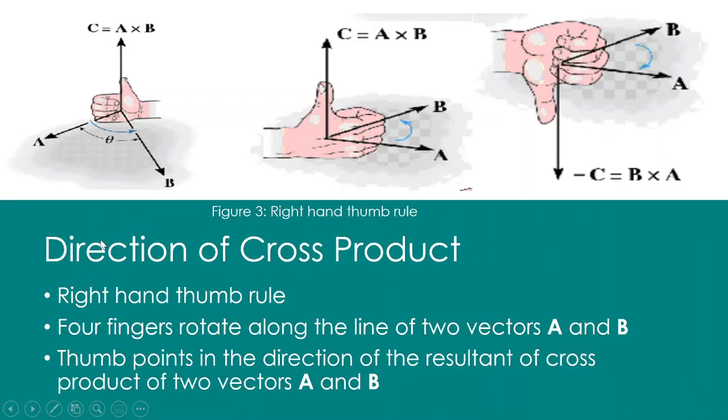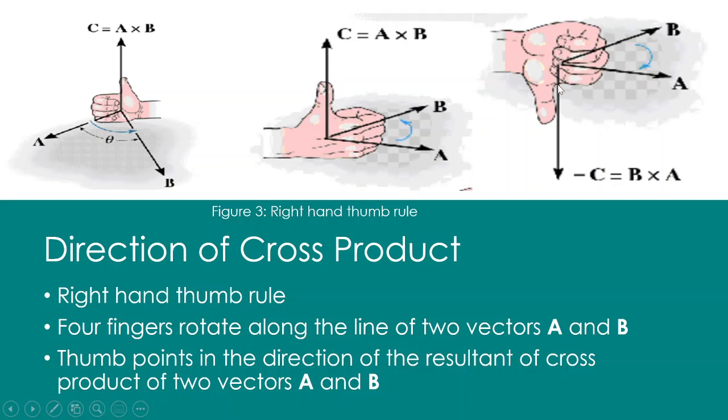Now let's try to find the direction of the cross product. As we discussed, here we're going to use the right-hand thumb rule. In the figure on the top, if C represents our cross product between A and B, that is A cross B, then we put four fingers towards the A vector and rotate them towards the B vector, and our thumb will give the direction of the cross product, which in this case is pointing upward.